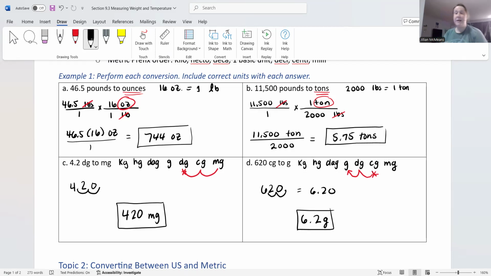And that's it. That is your review of the US system and the metric system specifically related to weight. So in the next video, we'll convert between US to metric. And then I think after that, we just have one more video where we do temperature. So 2 more videos and then we're done with this chapter.